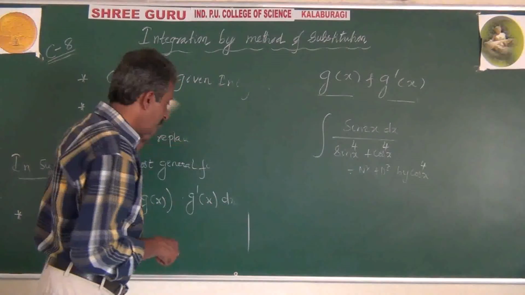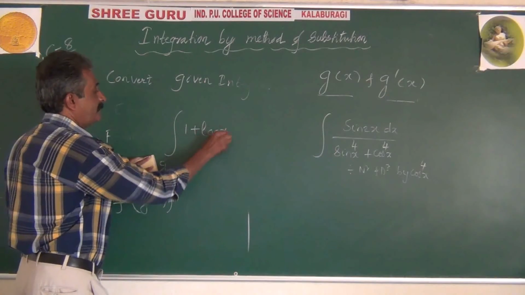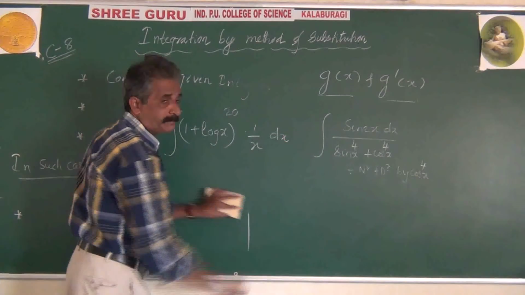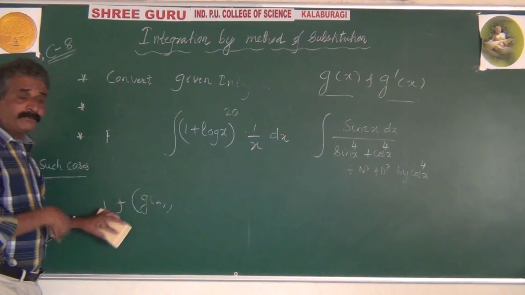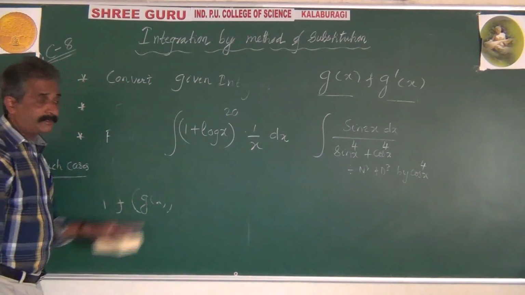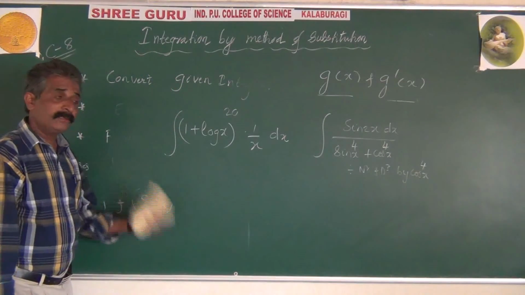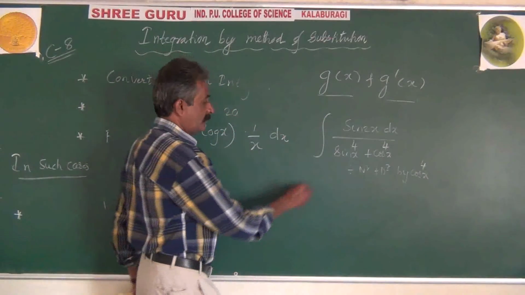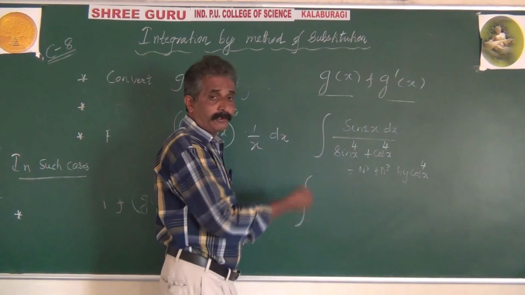And before that, see this example: integration of (1 plus log x) power 20 into 1 divided by x. Here you can easily expect substitution for 1 plus log x, because when we differentiate 1 plus log x, there will be a presence of 1 by x. But this kind of arrangement is not present here. So we have to get g of x and g dash of x ourselves. For that we multiply and divide by cos x power 4. Some steps I will tell over here, because in the coming hours we will solve it in detail.